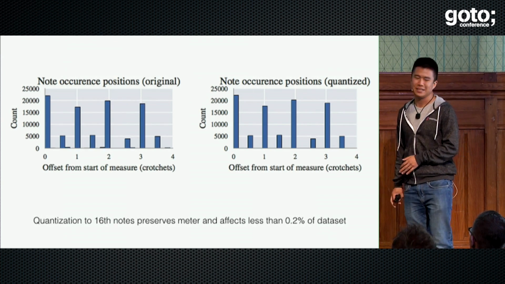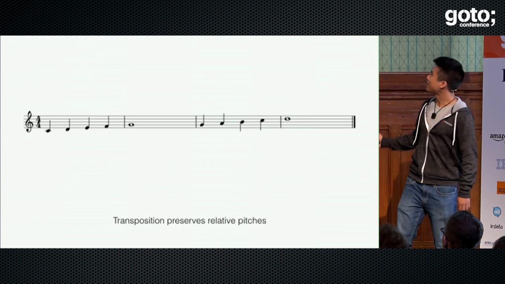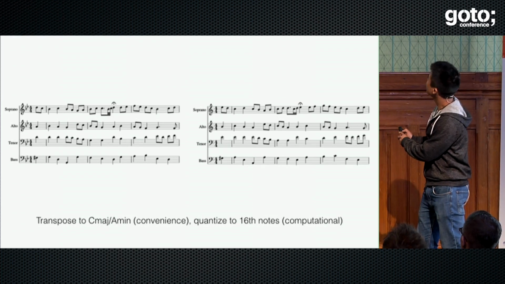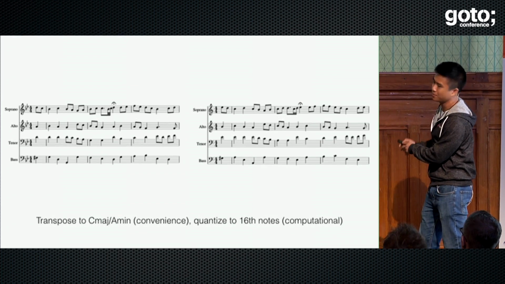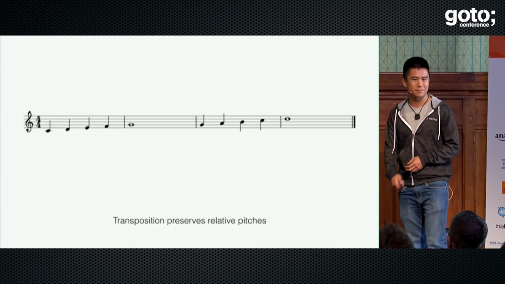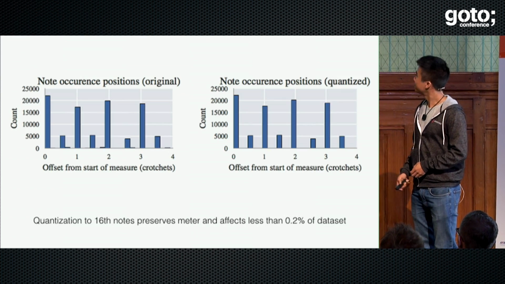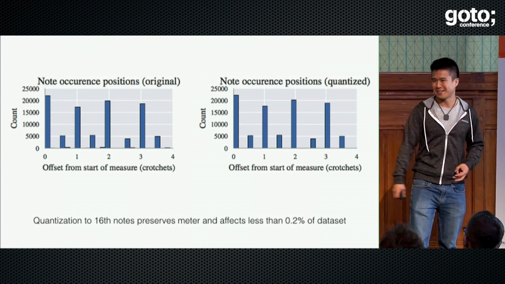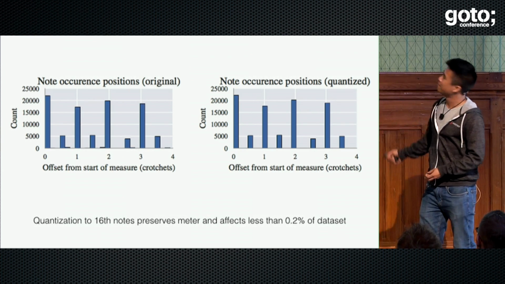Quantization, however, is a different story. If I go back 2 slides, we'll notice quantization took this 32nd note and turned it into a 16th note by removing that second bar. We've distorted time. Is that a problem? It is. It's not perfect, but it's a very minor problem.